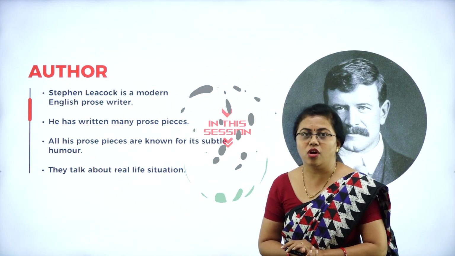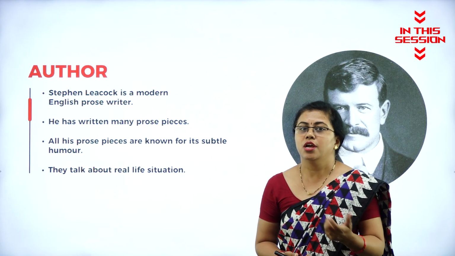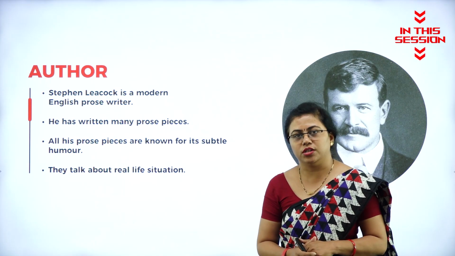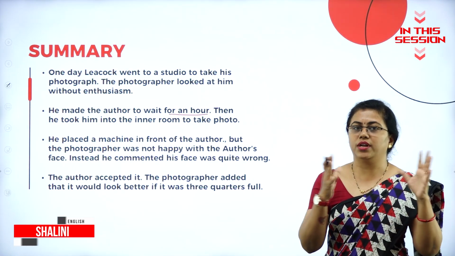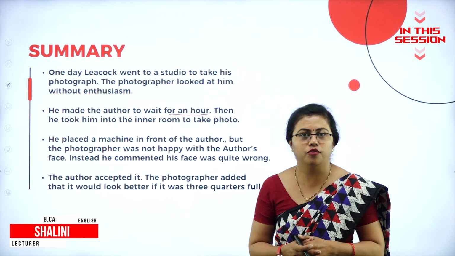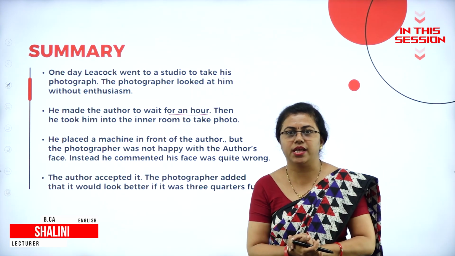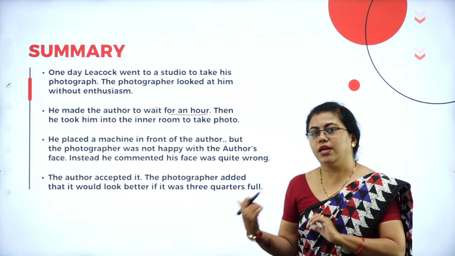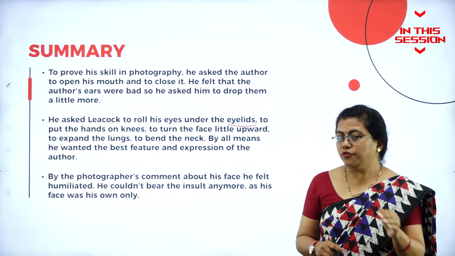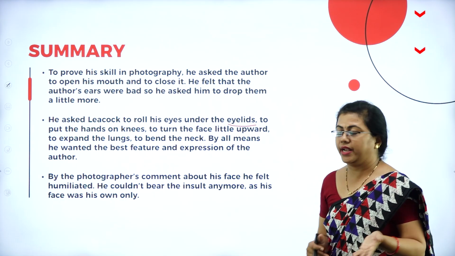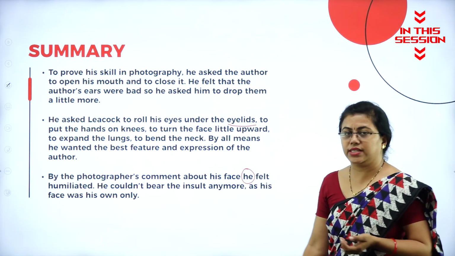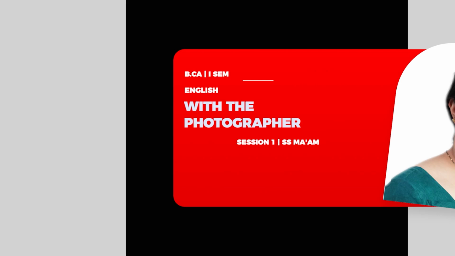This is Stephen Leacock. He was actually an English prose writer. He was a very famous author during those times. He placed a machine in front of the author. So you remember that old kind of photography, this was the machine which was there. Yes, you call it a camera, but here he uses the word machine. By the photographer's comment about his face, this author feels humiliated. So he is the author, that is Leacock, that is the narrator.